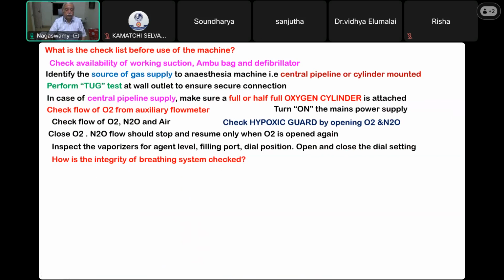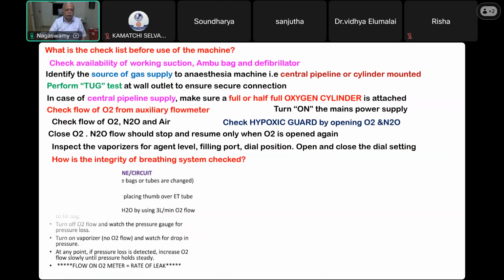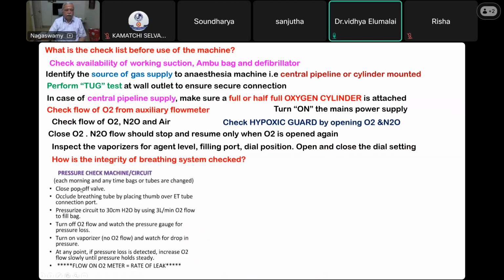For the breathing system, there is a universal leak test that you can do. But first of all, for integrity, what you do is occlude the breathing tube by placing the thumb over the ET tube connecting port. That is the delivery port at the Y junction of the circuit system, you close the Y piece outlet.